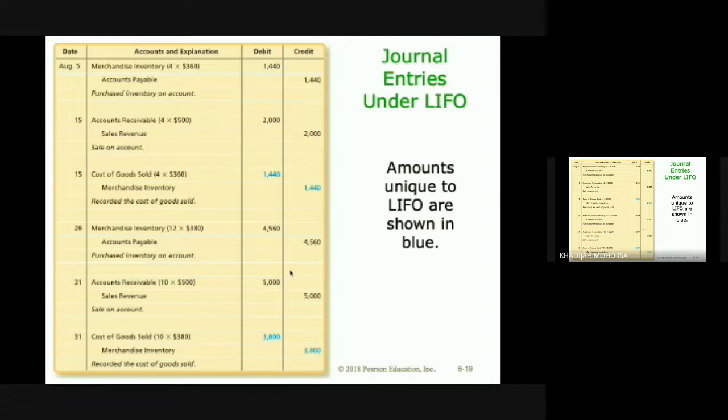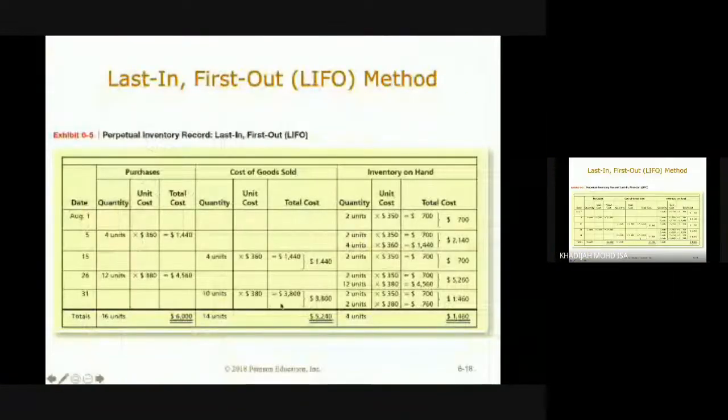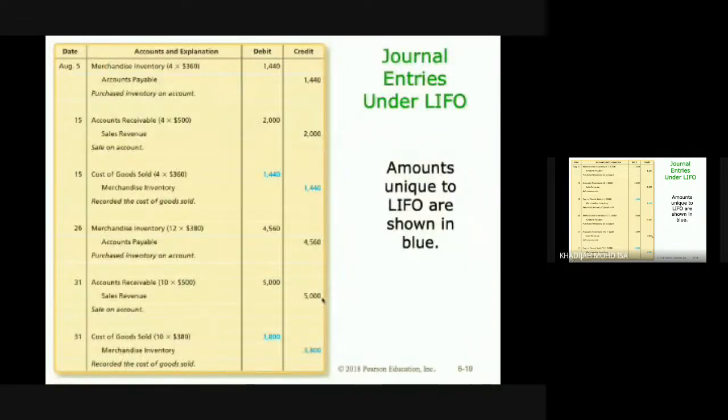The other one, you have to record your COGS, cost of goods sold, and how much is the cost? The cost is 380, so 3,800 is your COGS. So debit your COGS, credit your inventory, 3,800. Right?